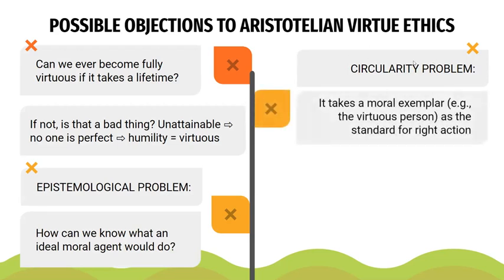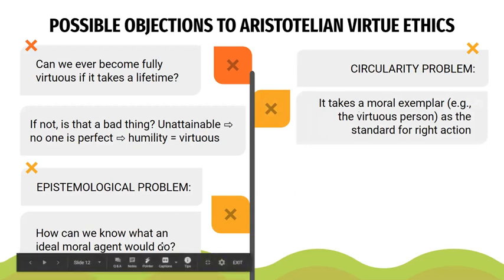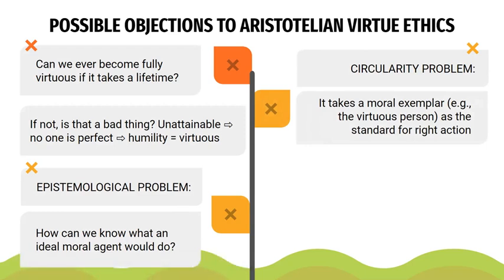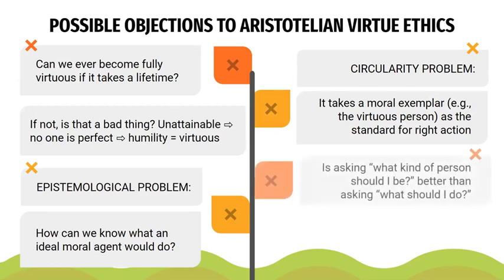This could lead to a circularity problem. So if we need a virtuous moral agent to know what to do, then it seems like we're just saying, well, what would a virtuous person do in this case? Well, what a virtuous person would do, but that seems circular, okay? So is that a fatal problem? Not necessarily, but it is a problem that's often invoked against Aristotelian virtue ethics.